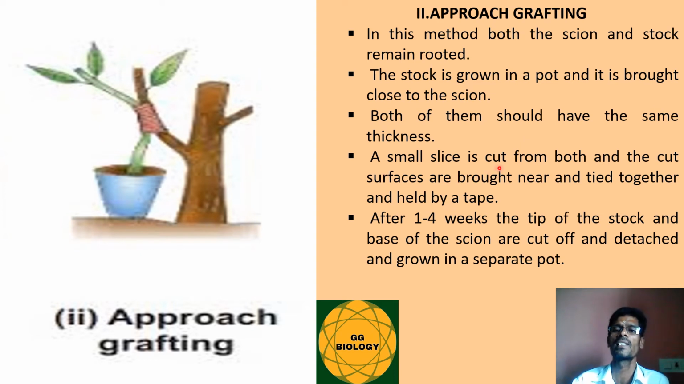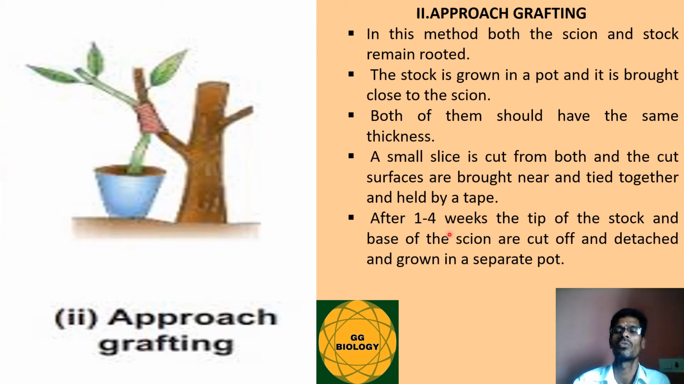A small slice is cut from both, and the cut surfaces are brought near and tied together and held by a tape. So from the stalk region, a small region is peeled, and from the scion region, a small part is peeled, and both of them are kept close together and firmly tied together with the bandage.